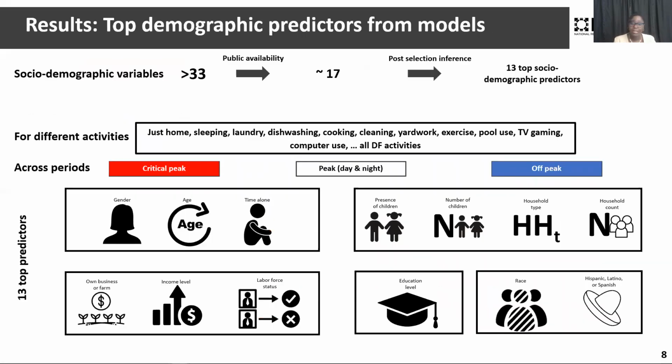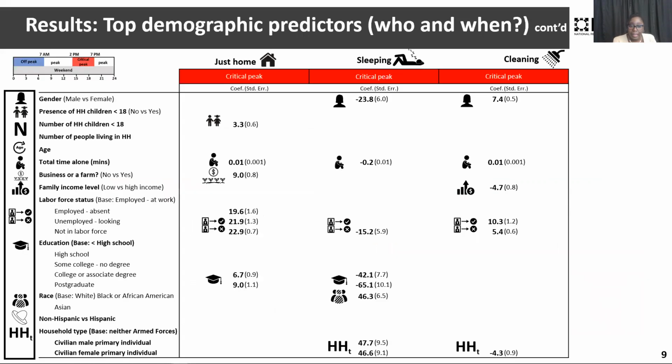So these are excerpts from our several model runs to find which social demographic variables are significant with choice and duration of DF activities. We looked at the top 5 socially significant predictors across different time periods for different activities and ranked them by their marginal effect and their beta coefficients. So we found these 13 social demographic predictors consistently across all of the models. We can summarize this as your personality, your family dynamics, your social status, education, and race. So the sorting of these marginal effects for 3 activities during critical peak period looks something like this.